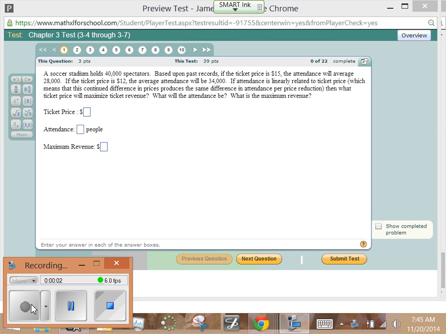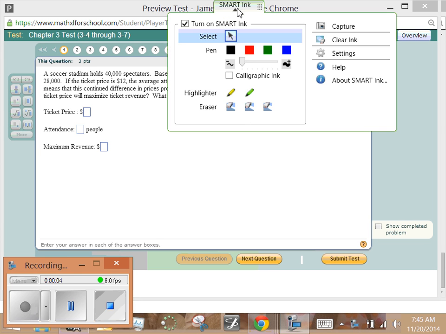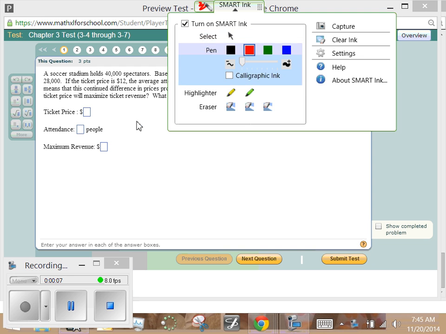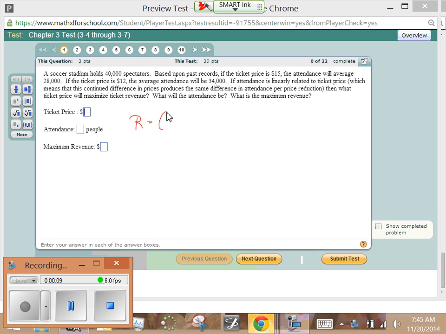It's a revenue question. Remember, revenue is equal to quantity times price. Currently, the quantity, we have 28,000 people, and the price is $15. They say for every $3 drop, from $15 to $12, that's a $3 drop, you're going to add 6,000 people.